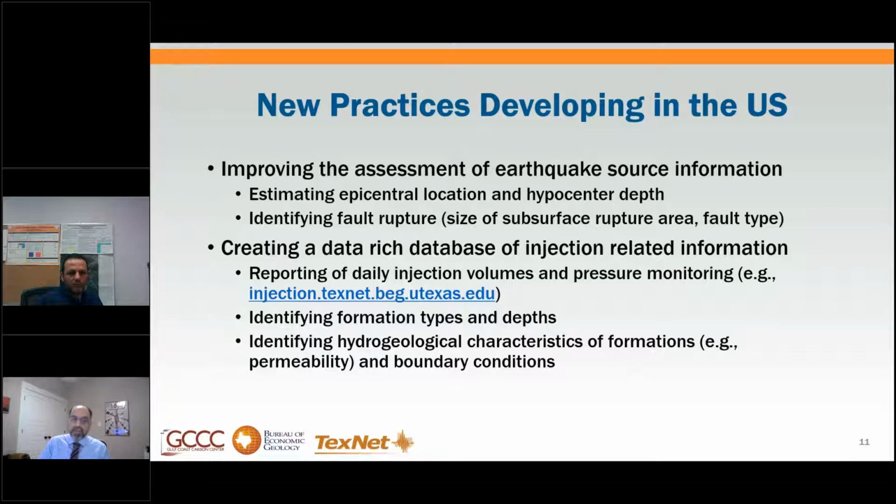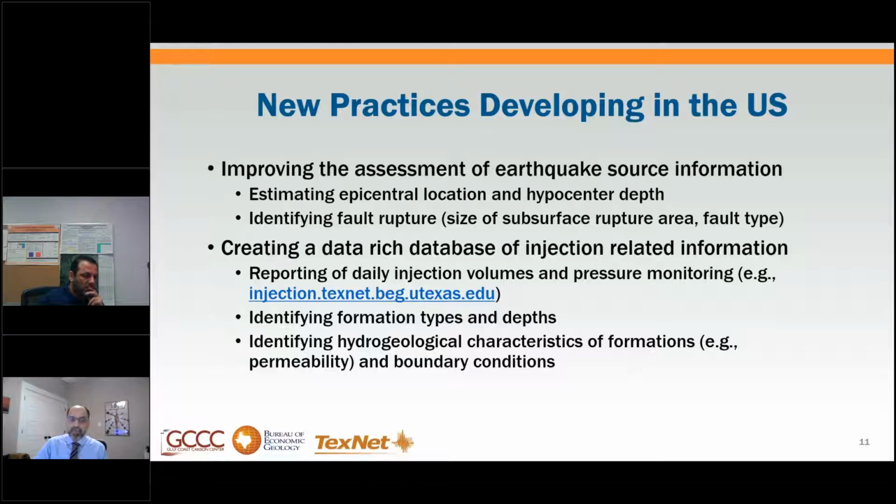Now, specifically for the US, in the last few years, what we see as important practices is to improve the assessment of earthquake source information, and that does not relate only to the epicenter location, but accurate hypocentral depth, because depth is a key parameter for causal assessment, and also identifying the fault rupture zones. That means identifying the size of the subsurface rupture area and the fault type, because fault type is important also for seismic hazard assessment.